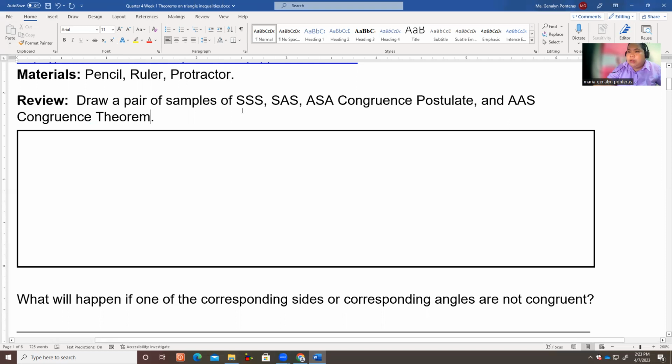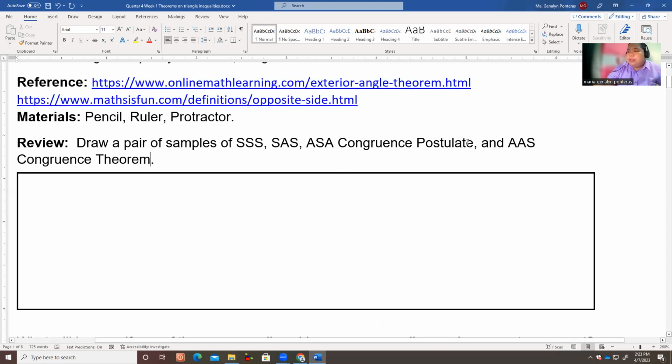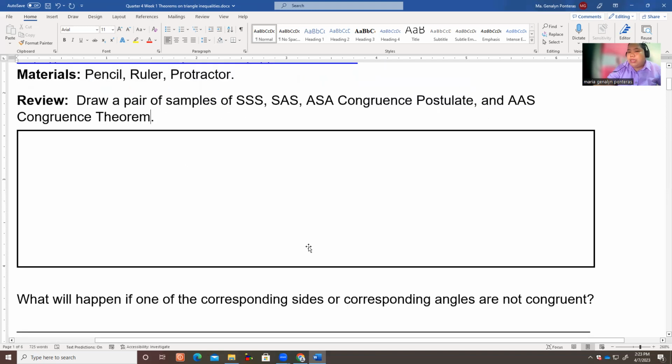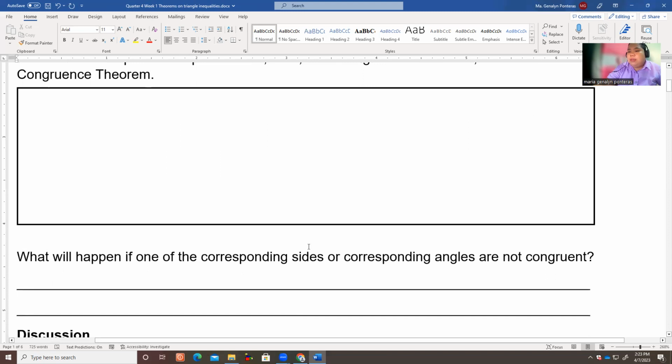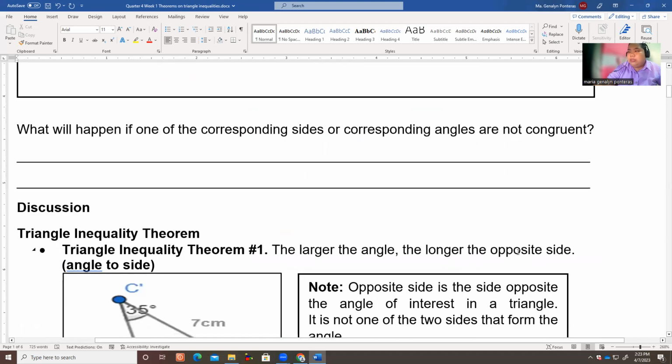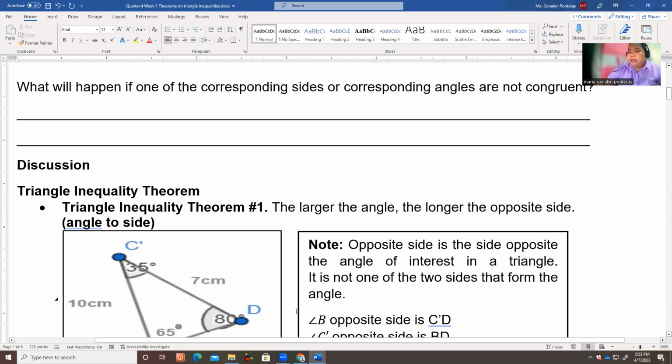So you will ask your learners to draw a sample, so a pair of samples. Why a pair? Because in the definition of the four, what is always compared is two triangles. So when it comes to congruence, it is always two. I have not seen a congruence of three or four. Now, what will happen if one of the corresponding sides or corresponding angles are not congruent? Before we answer this question, let us get to know first the triangle itself.